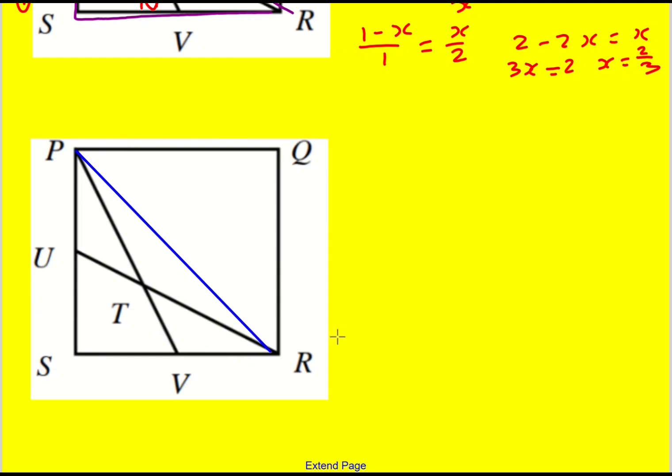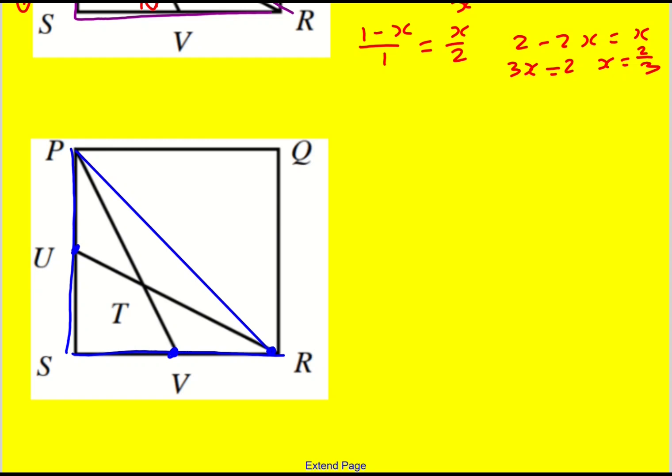I'm just going to create, and you have to realize to do this, a new triangle, PSR, and then spot that actually U to R is a median of this blue triangle. A median is when you go from an angle to the opposite side such that you have a midpoint. And this is also a median. P to V is a median.